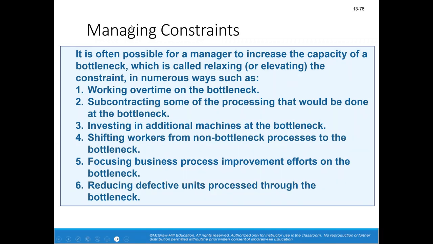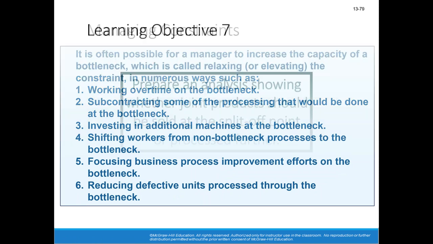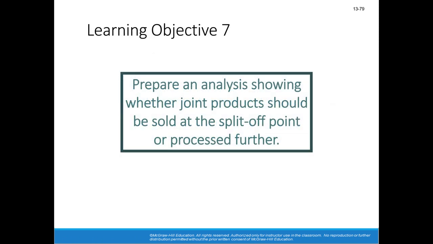All right, so managing constraints. It's often possible for a manager to increase the capacity of a bottleneck by either working overtime, subcontracting some of the work, buying additional machines, shifting workers from the non-bottleneck process to the bottleneck, focusing business process improvement efforts on the bottleneck, and reducing defective units.